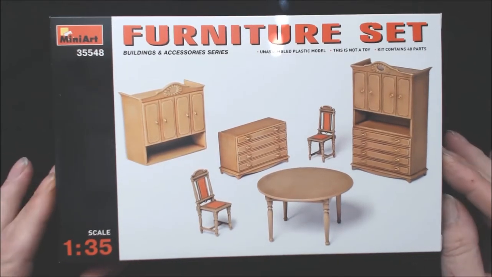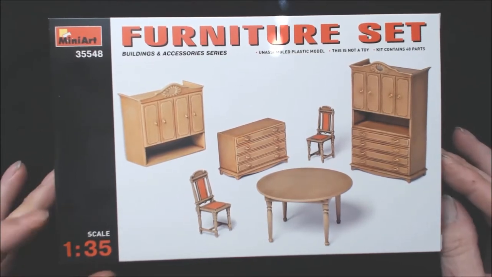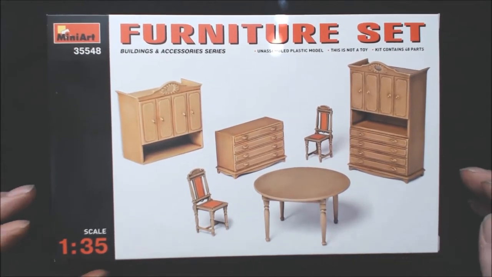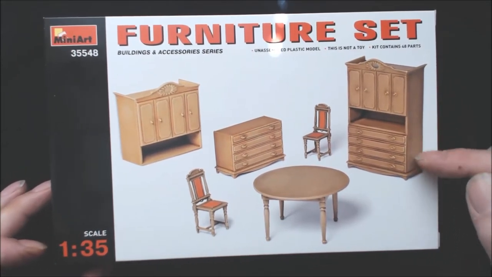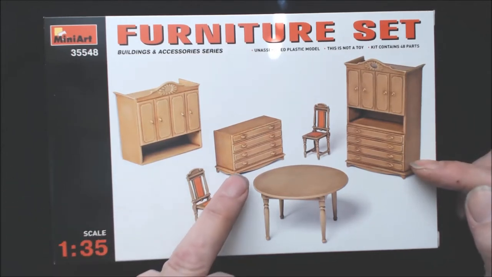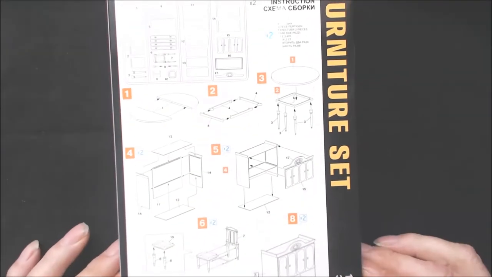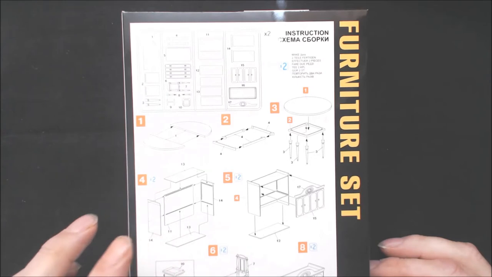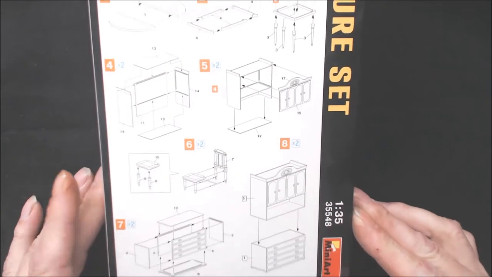It's a furniture set. The box, well, kit number, should I say, is 35548. It's in 1/35 scale. And what they're actually showing you on the front is virtually what you get in the box: two chairs, a dresser. Well, actually, it's two dressers, but they've just split it up, and a table. We'll just take a look at the back. Some very, very simple instructions on the back, showing you the sprues, the assembly of the table and of the dresser, and also the chairs.